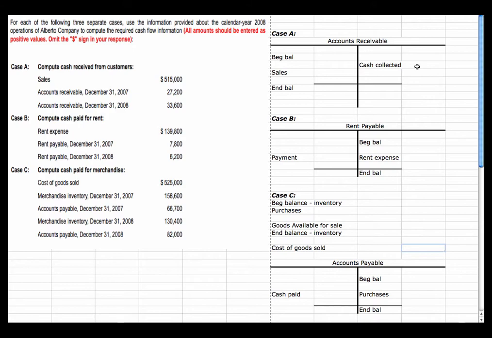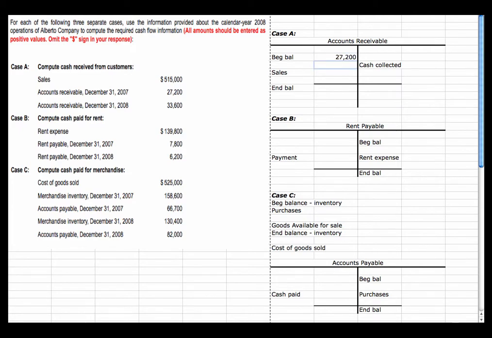So therefore I can go ahead and place the numbers in here. For instance, the beginning balance for accounts receivable, according to this case, says that accounts receivable on December 31st, 2007. Now remember, we're doing this for 2008. So the ending balance in 2007 will become the beginning balance in 2008. So I'll go ahead and put the $27,200 here.